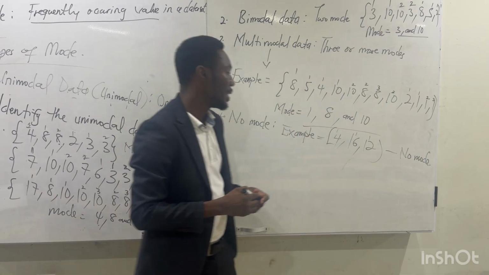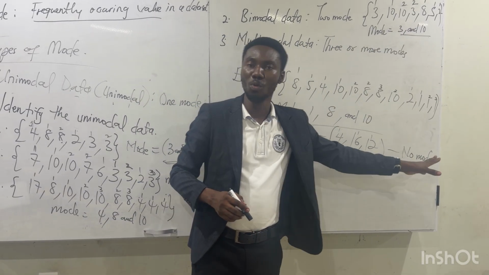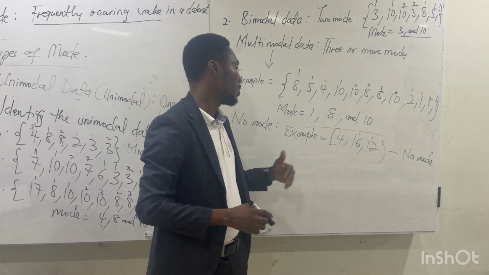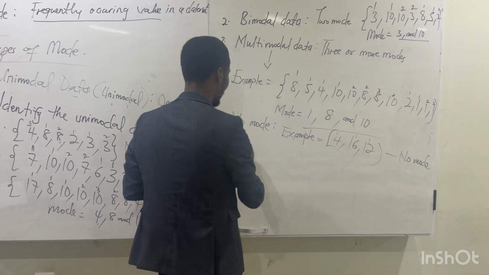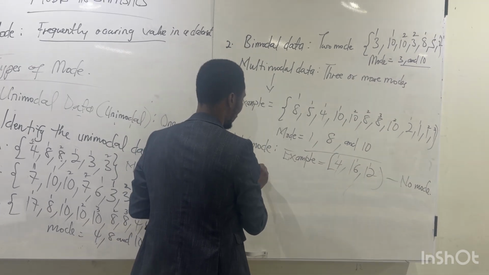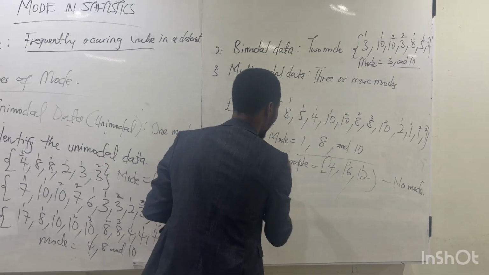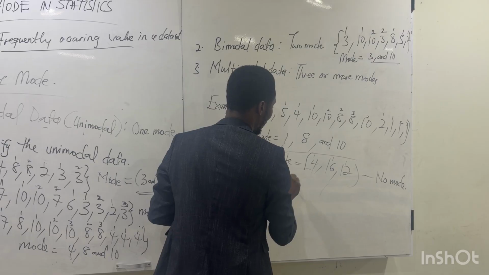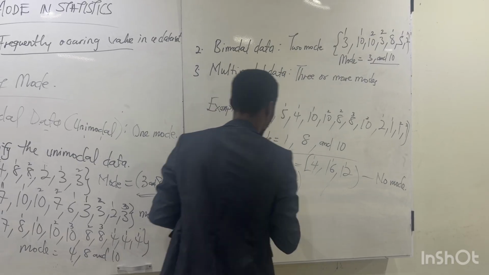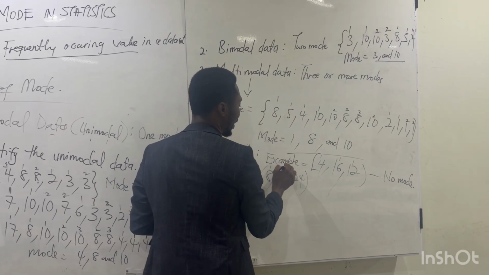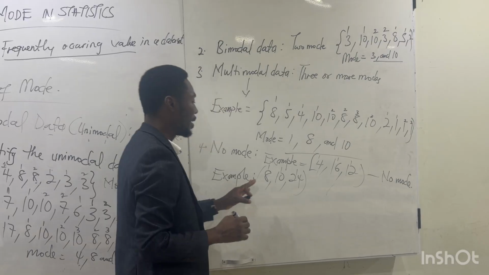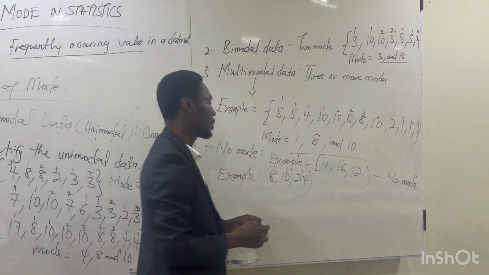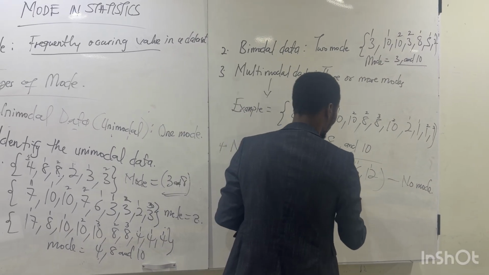Is that okay? So in this data set, we only say there is no mode. Is that okay? Yeah, so let's give another example. 8, 10, 24. 8 is occurring once, 10 is occurring once, 24 once. So in this data set, no mode. Another example.